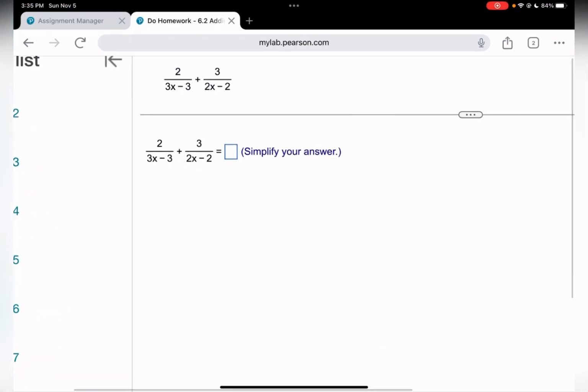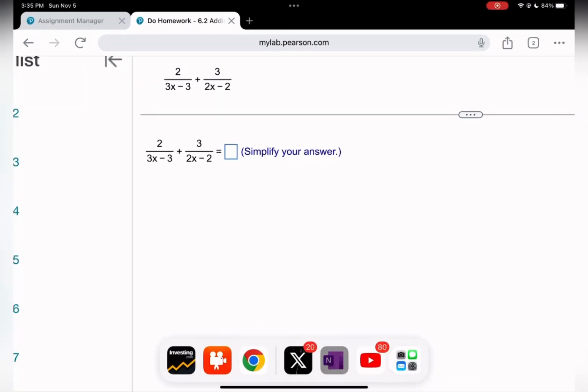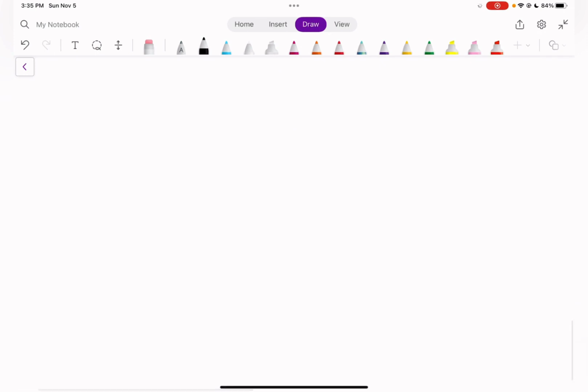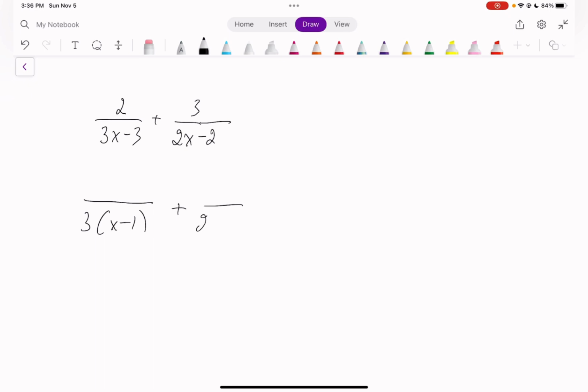So 2, 3x minus 3. Yeah, I don't trust myself. Let me take a picture. Two over 3x minus 3 plus 3 over 2x minus 2. Okay, so what am I doing here? I'm taking common factor 3 from the first denominator, and here will be 2 times x minus 1, 2 and 3.